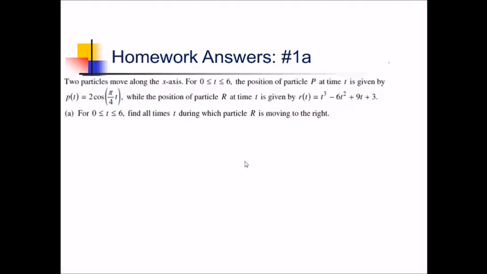On this problem, I have two particles going along the x-axis, and between times 0 and 6, the position of particles p and r are given by these p and r functions here. Now we want to find all the times on the interval 0 to 6 where particle r is moving to the right. So if I want to know which direction r is going, I need to take this r of t function and find its derivative, its velocity.